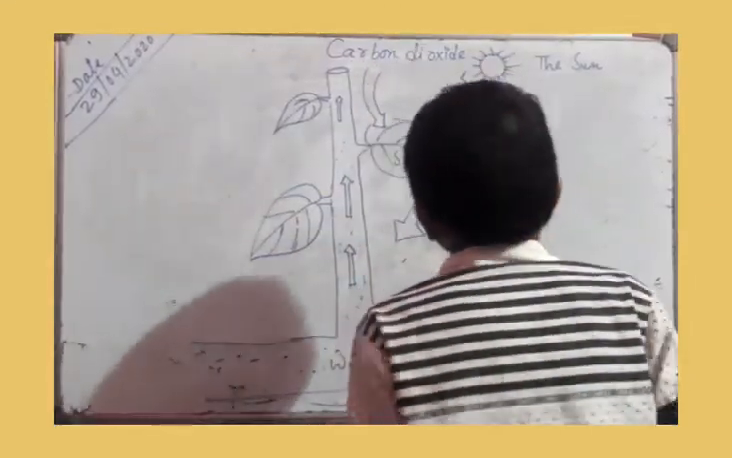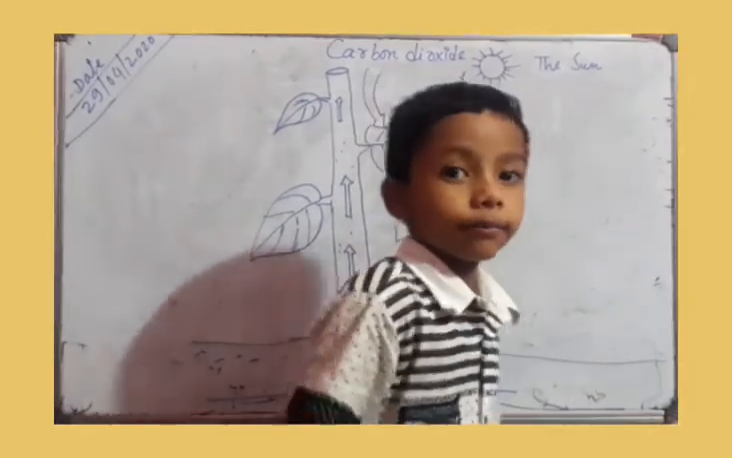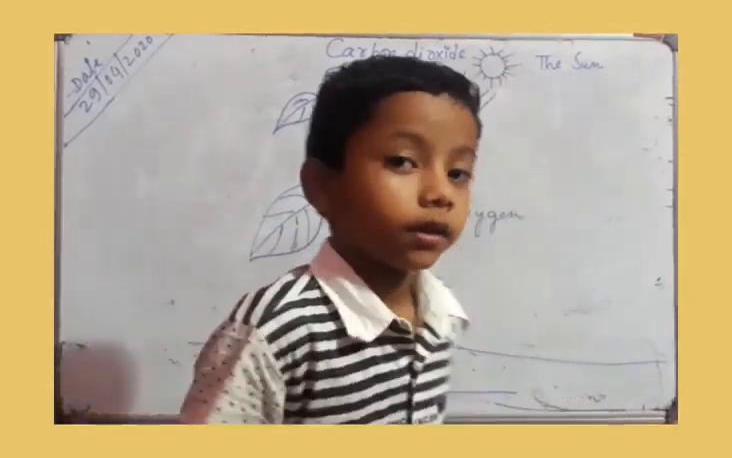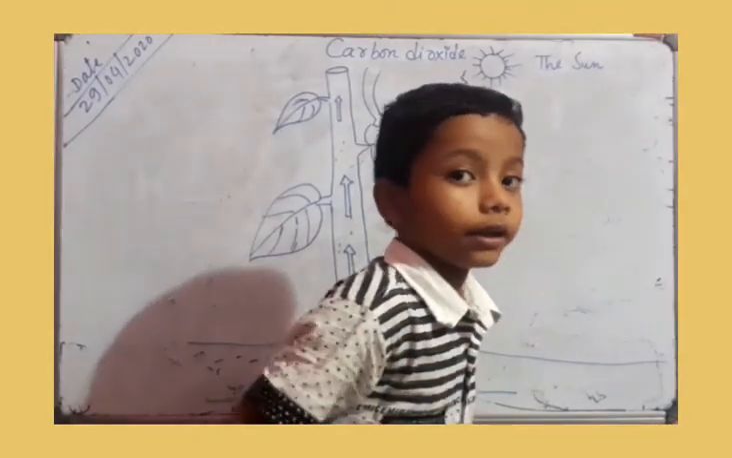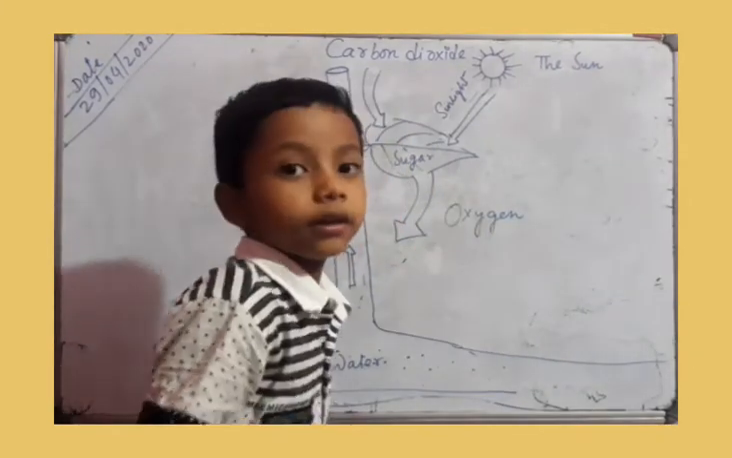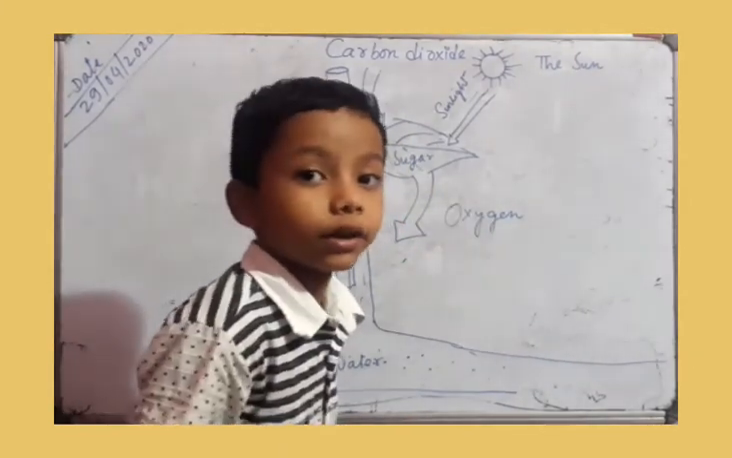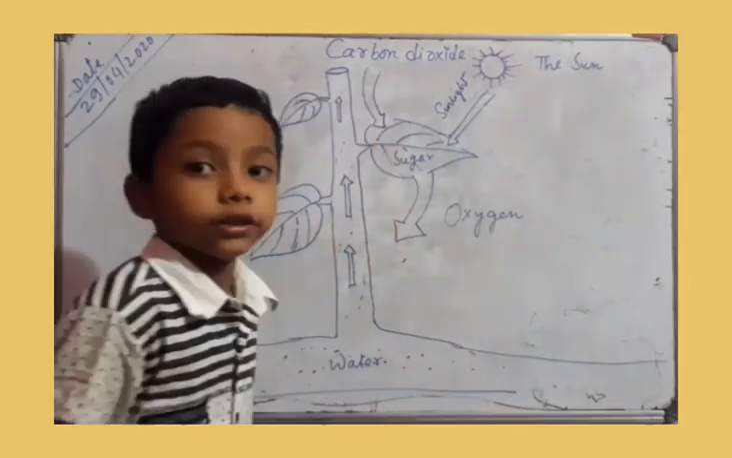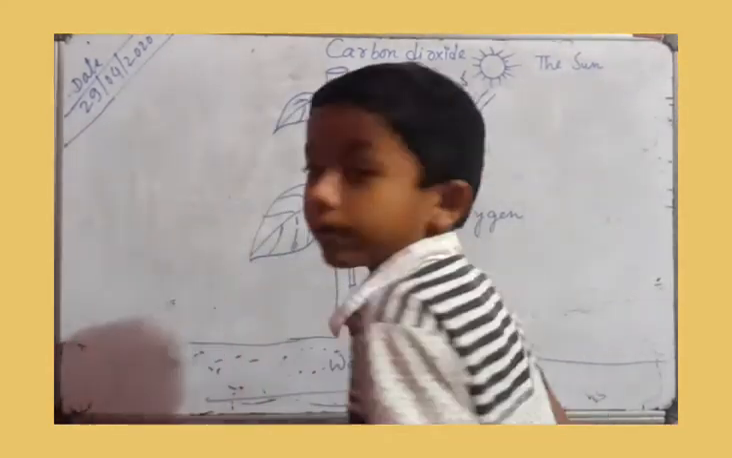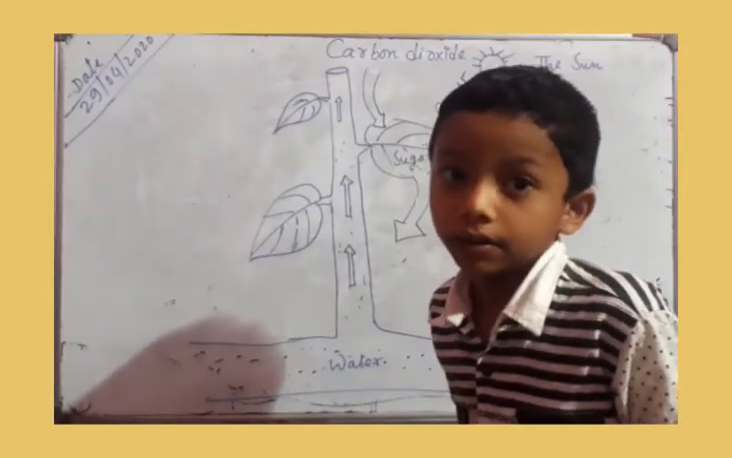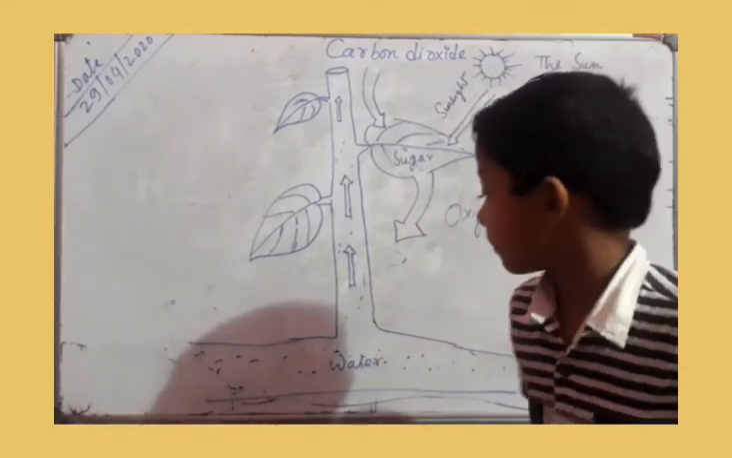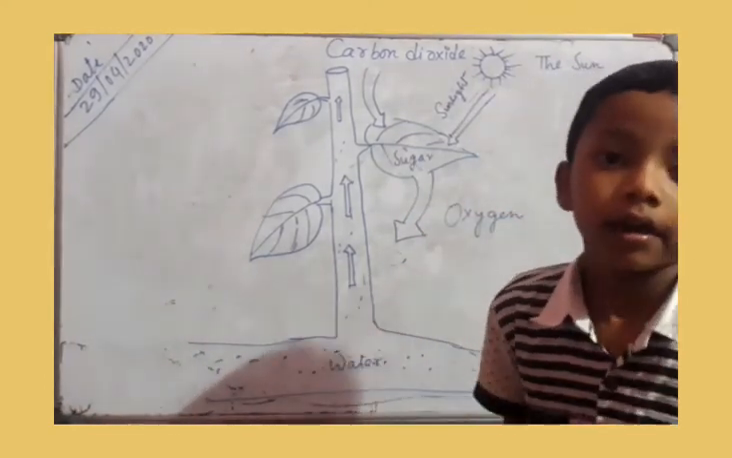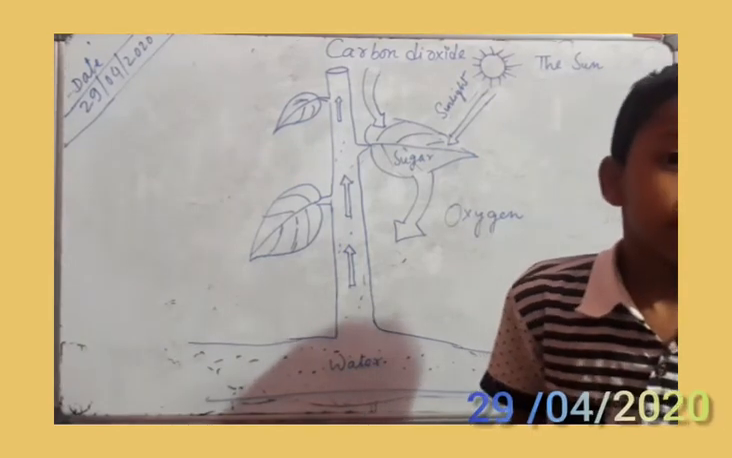Now during its summer, but in a hot summer day, leaves take too much sunlight and get too much sugar, which produces too much oxygen. Now roots cannot produce enough water to escape to the atmosphere. It becomes dry. It becomes wet. Okay?